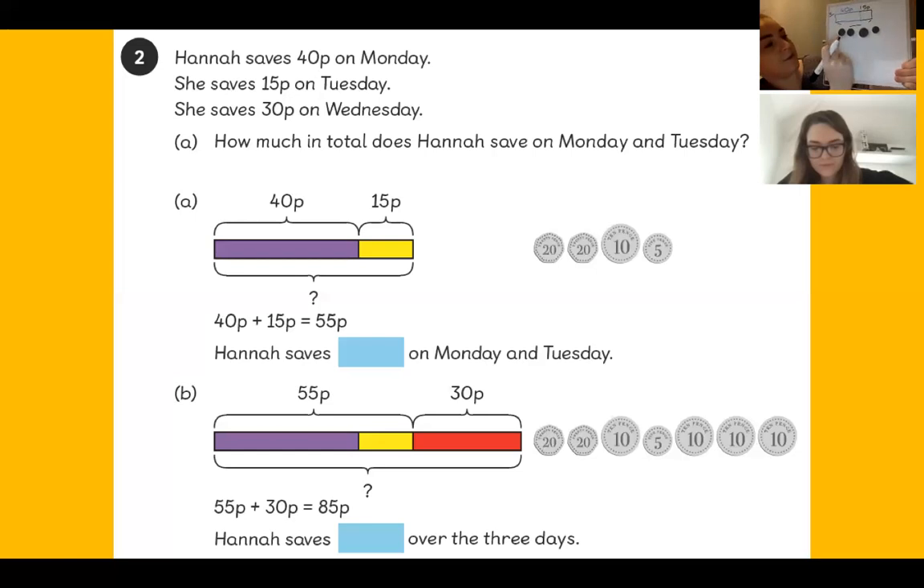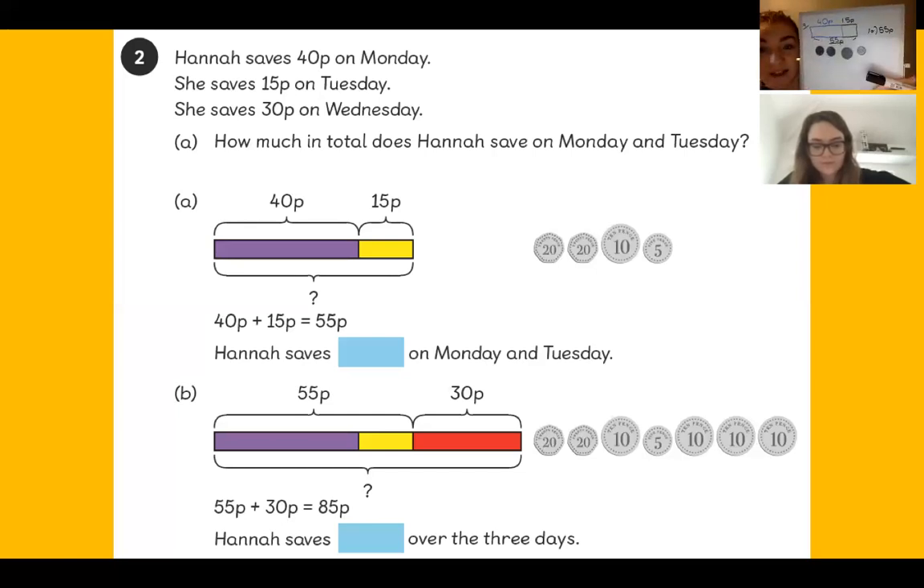So, ready? 20p add 20p is 40p. Add 10p is 50p. Add 5 more is 55p. Fantastic. So 55p is how much money Hannah saves on Monday and Tuesday. That is question 1A done. The answer to 1A, I'm going to write it here, is 55p.